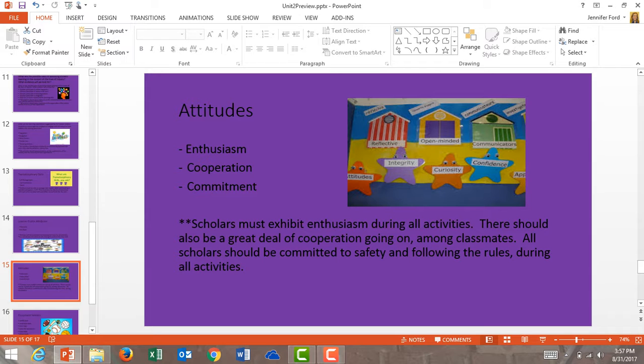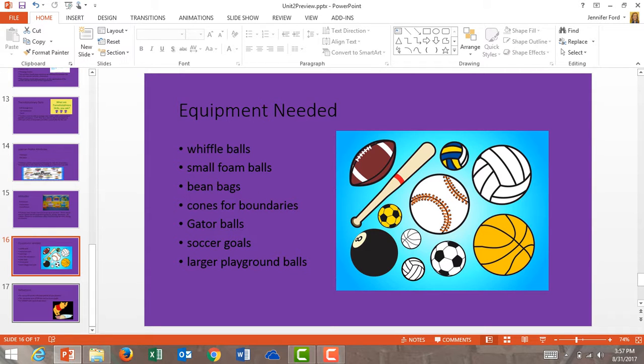And I know I said this before, but I'll say it again. Don't be afraid to stop. If they're arguing, they're not cooperating, stop it, bring it back to the carpet, on the floor, discuss it. Same thing if they're not following the rules and they're not being safe. Shut it down, talk about it. Equipment needed, well, this is going to depend on how you're doing it. For me, in my plan, my unit: wiffle balls, foam balls, bean bags, cones for boundaries, because we got to have those boundaries, the gator skin balls, soccer balls, and even if you've got those playground balls, they're wonderful.